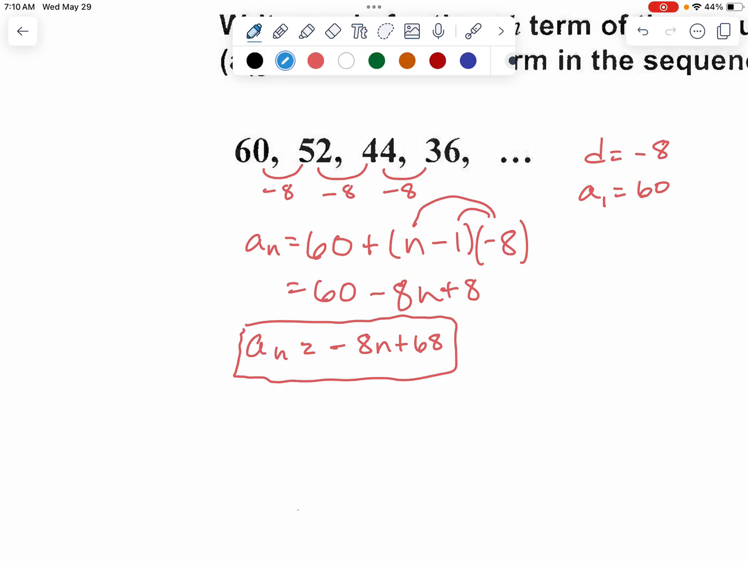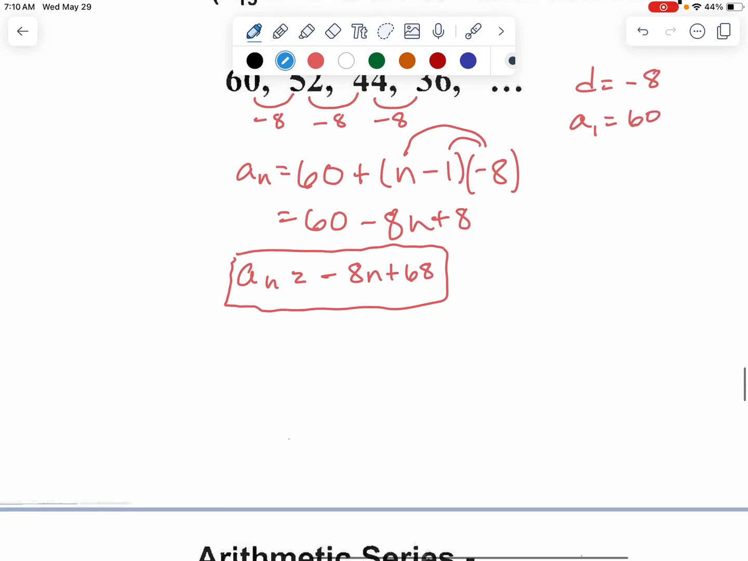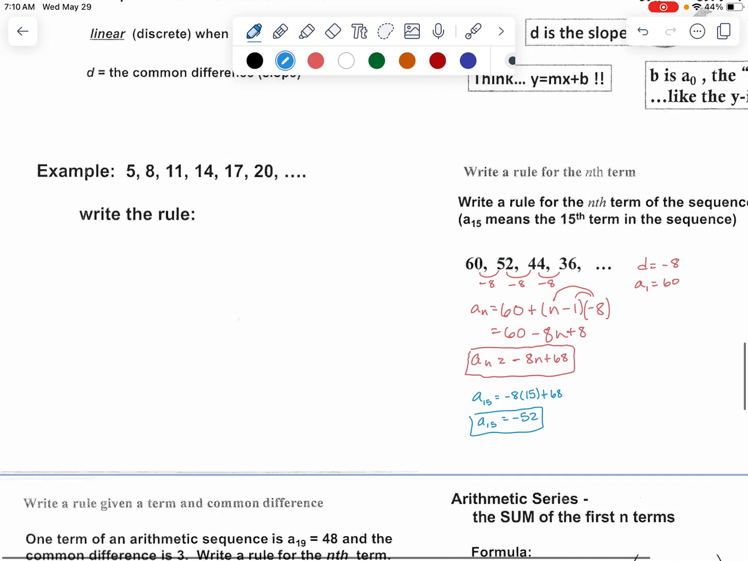Now, the second part of this asks us to find a sub 15. So all you're going to do is say a sub 15 equals negative 8 times 15 plus 68. When you simplify that out, a sub 15 is going to equal negative 52. And that is how you would use this rule.